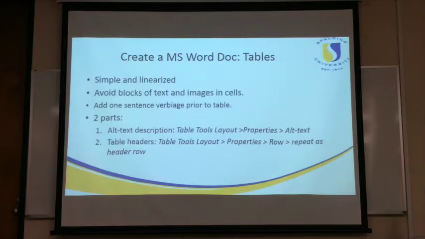Okay. Now, with tables, there are essentially 2 parts to keep in mind. The first part is you actually want to give some type of an alt text description for the table. And the way to do that will be you'll be using the table tools layout button, followed by its properties, and then alt text. The second part is you're going to identify table headers. And this actually helps, so if your table goes more than one page, it will keep the format and structure together. For creating or identifying table headers, again, you're going to use the table tools layout, followed by the properties, then row, and then repeat as row.